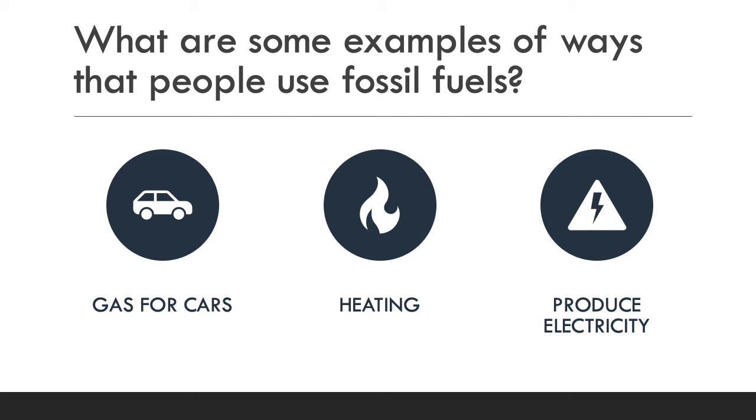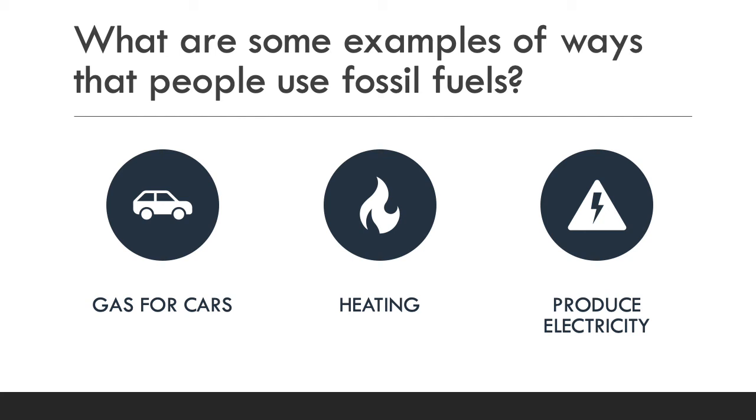So what are some examples of ways people use fossil fuels? Well, the biggest one is we use it for gas in cars. Gas comes from oil. We use gasoline to get everywhere in our cars. We also use it to heat many of our buildings. And we use it to produce electricity. Fossil fuels fuel energy.